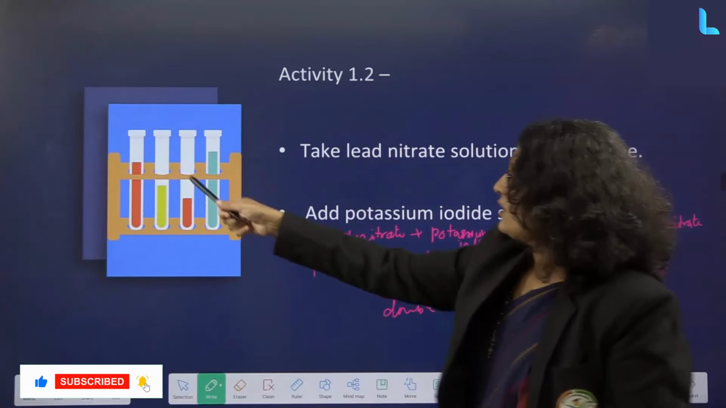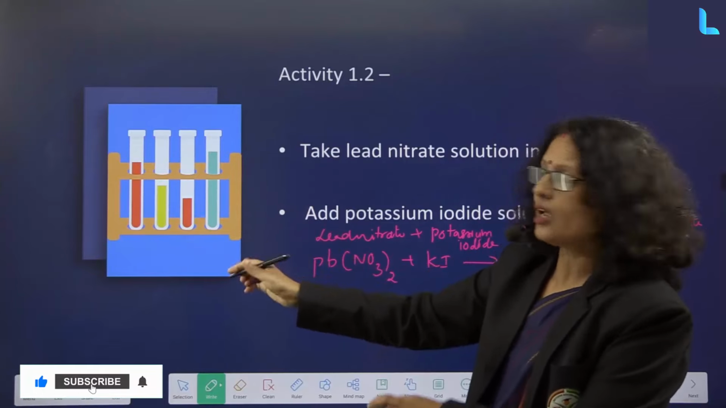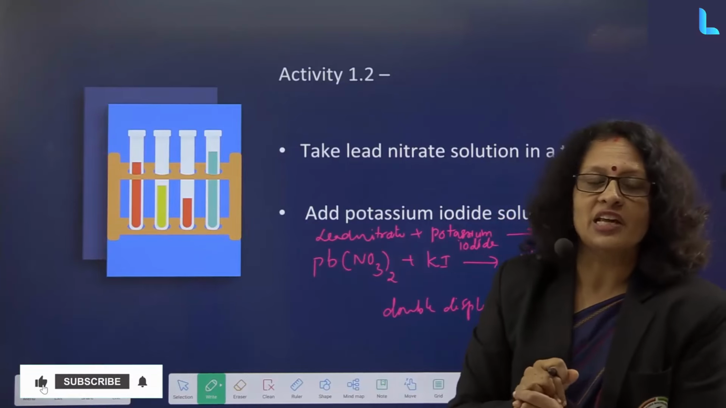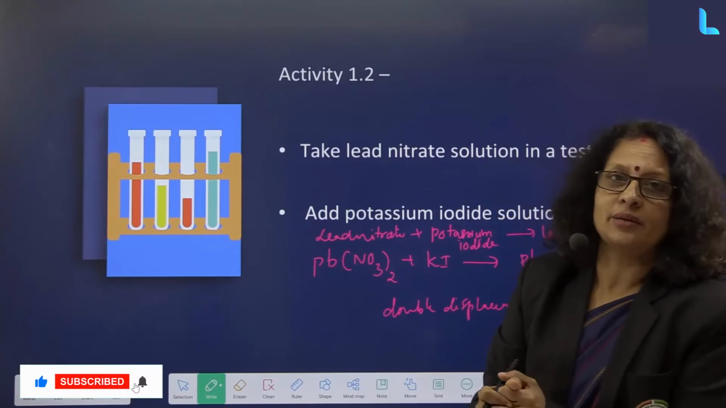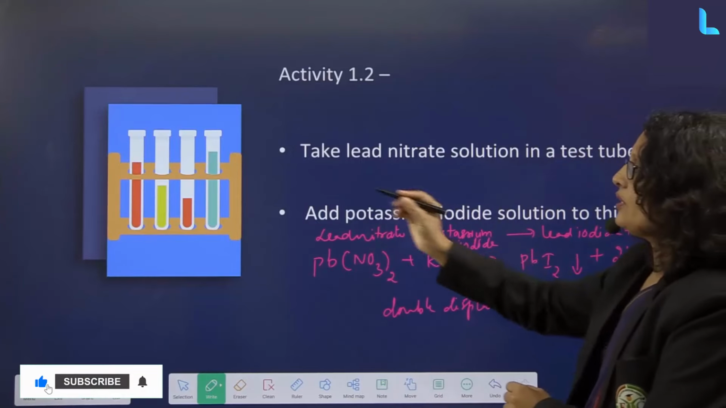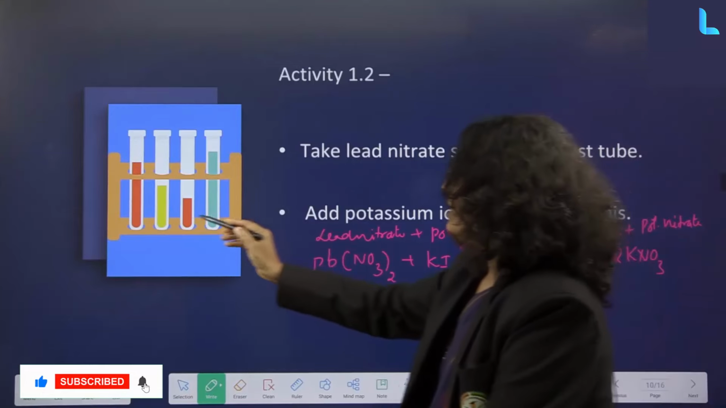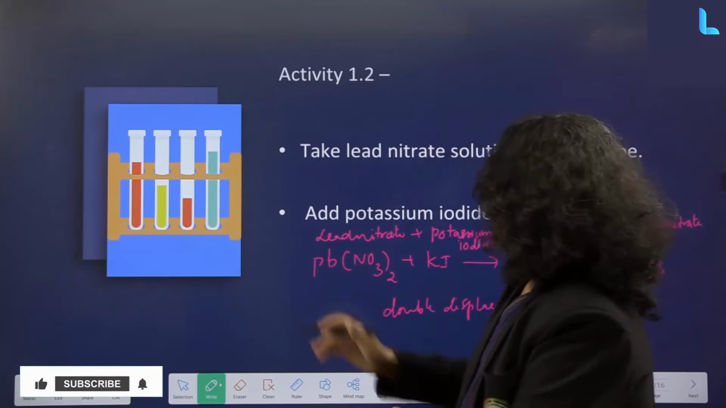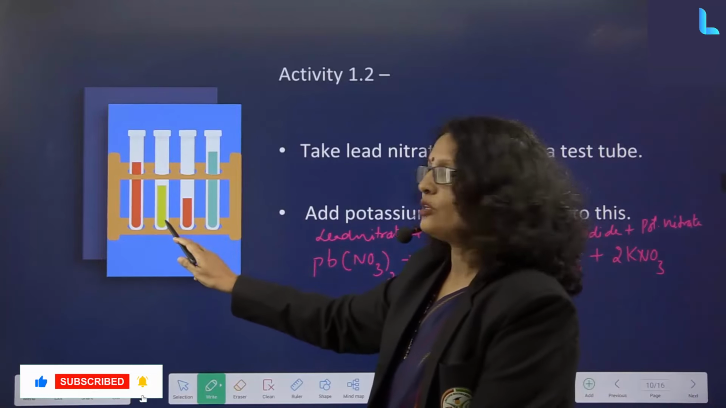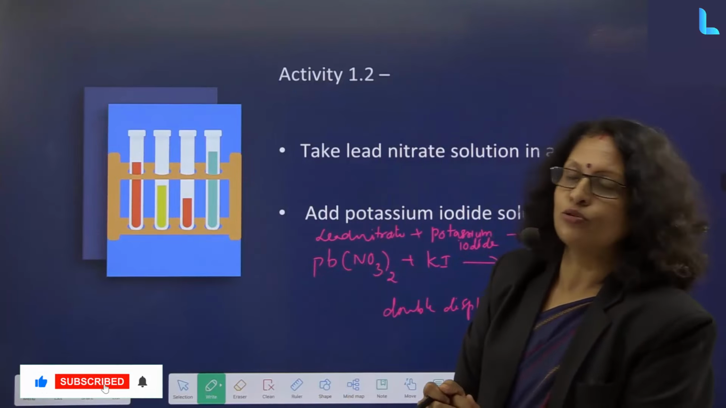You can observe it here. This is called a test tube. A test tube is kept in a test tube stand, and it is always used for doing reactions with a small quantity of chemicals in the lab, which can be observed. So we can see, take lead nitrate solution in a test tube. Suppose this is a lead nitrate solution. In that, potassium iodide solution is added. Suppose this solution is potassium iodide, which is added to this lead nitrate solution.